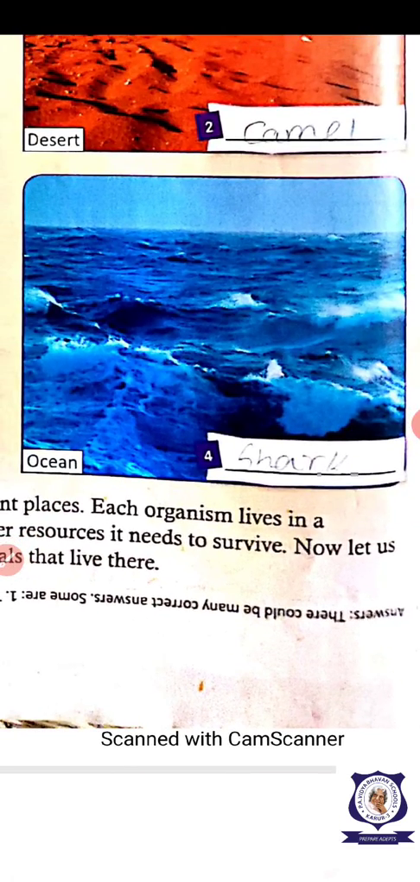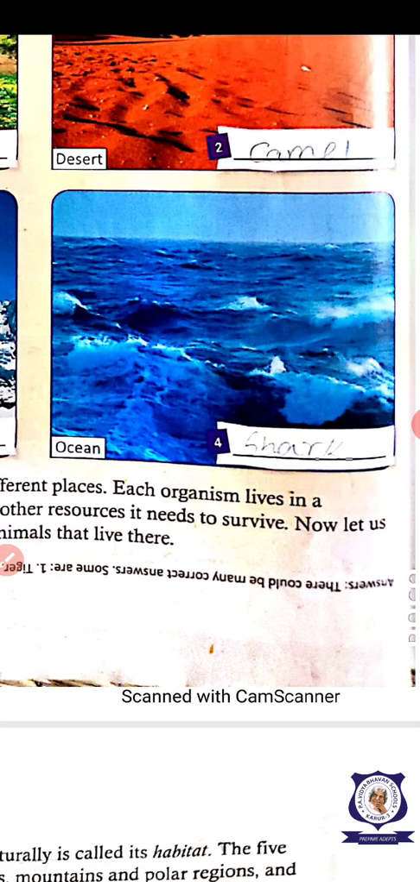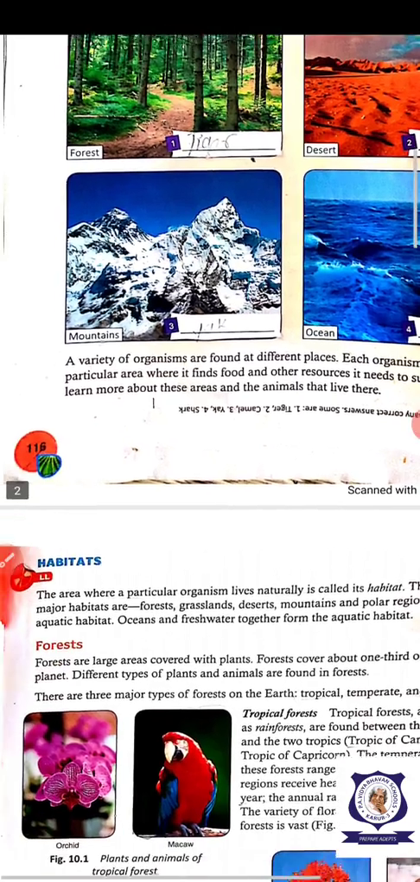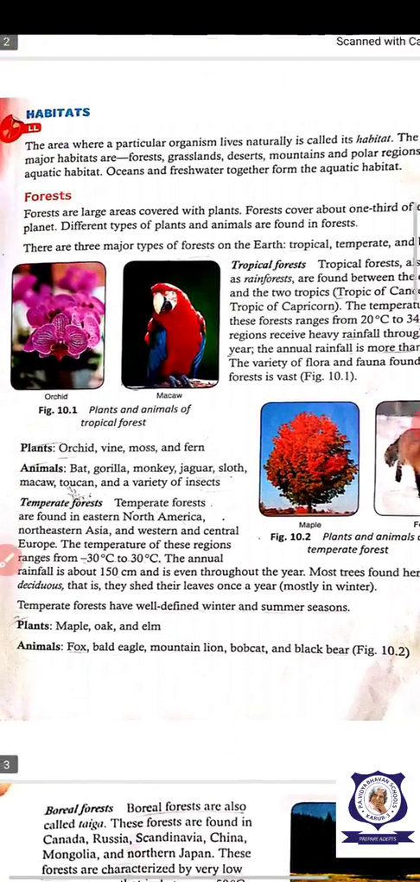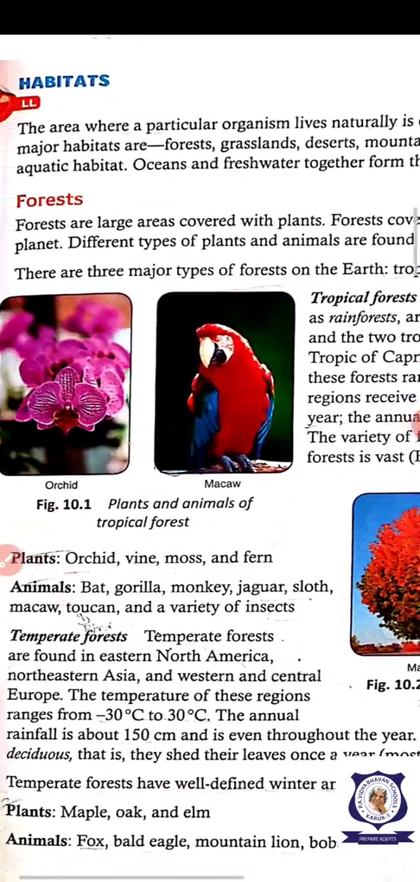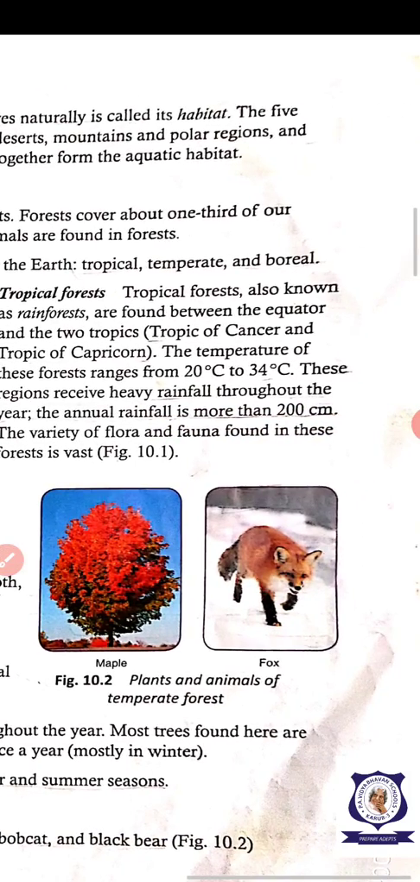Now, this picture you see, this is the ocean. In ocean, what animals will live? Shark, whales, fishes, plants and all, the coral reefs and many of the plants, green color plants also, they are inside the ocean. Okay, so here we saw four habitats. Now, what is meant by habitat? You see in the screen, children. The area where a particular organism lives naturally is called its habitat.